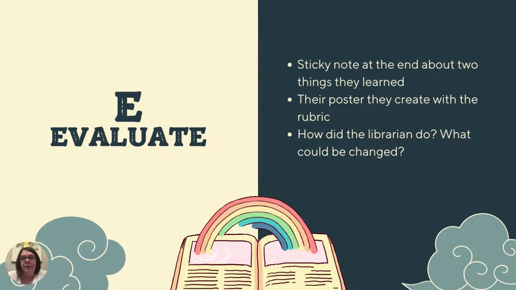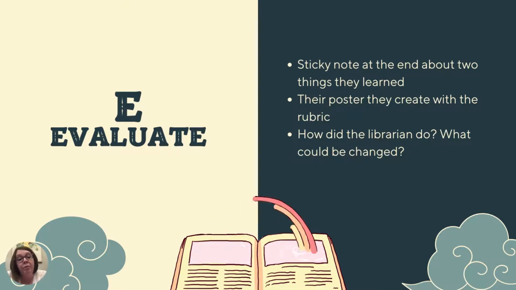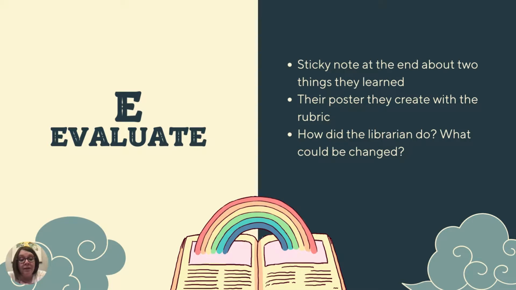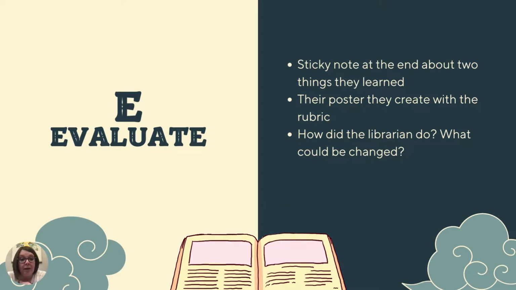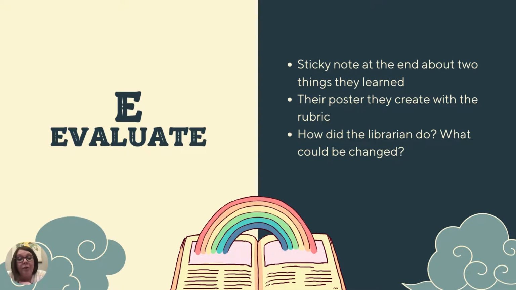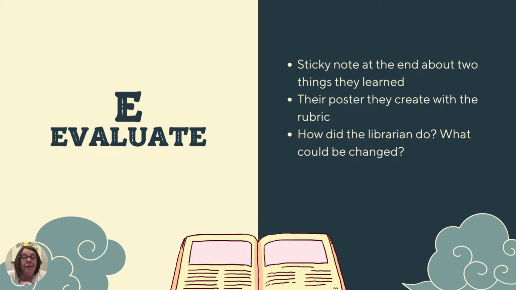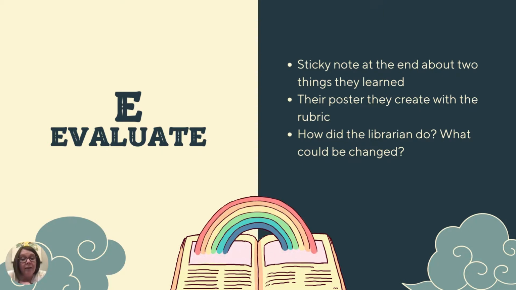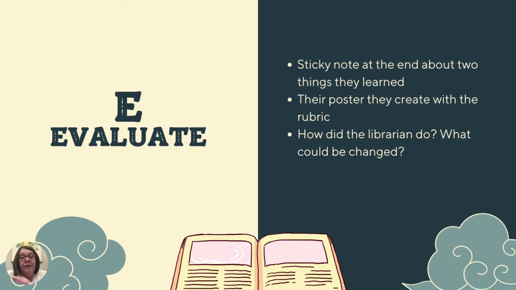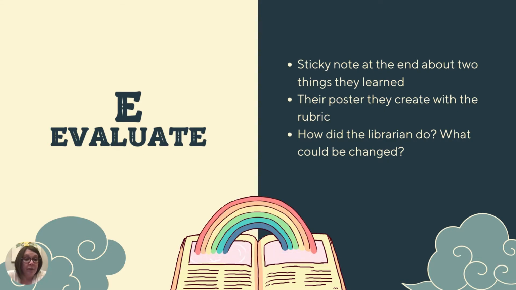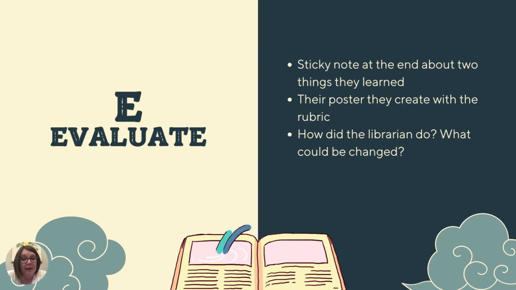The E is for evaluate. I have the sticky notes to write about 2 things that they learned really quick before they go to their posters. And obviously they create their posters with the rubric to see if they followed the rubric. Then they can also evaluate me, the librarian. I'll give them a little survey: how did the librarian do? What could have been changed? Or what did they not understand? And any other questions I will be able to answer at that point as well, if they have any.